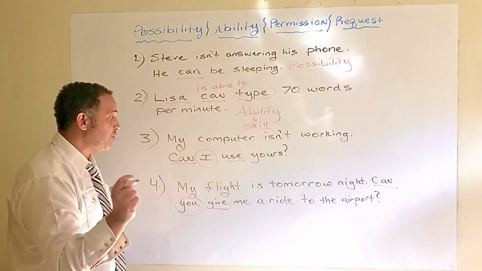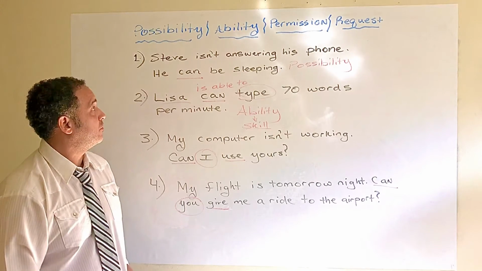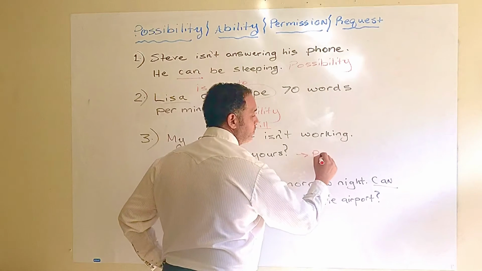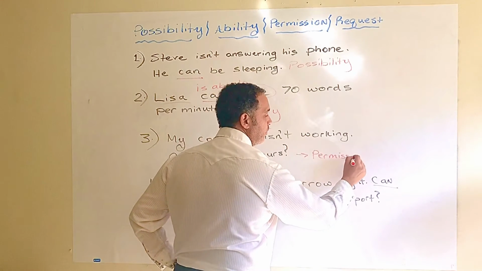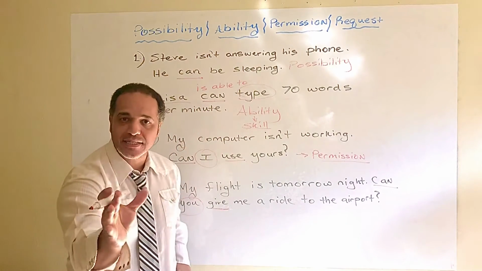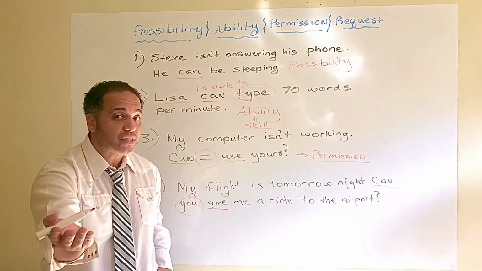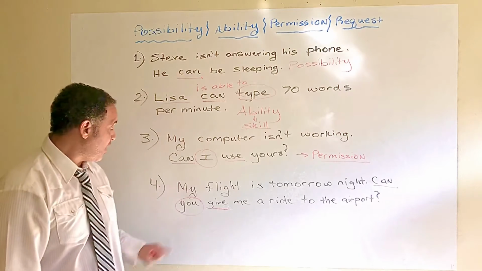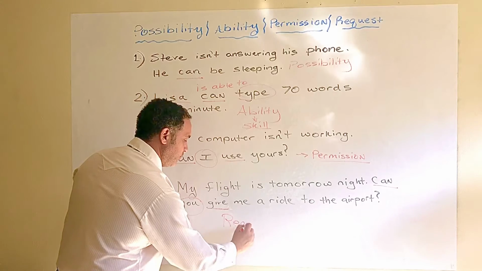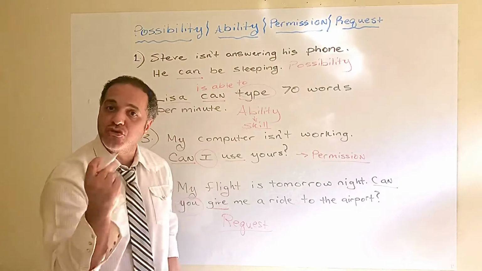Number 3, my computer isn't working. Can I use yours? This one should be permission. Remember, permission, you are asking someone if it is okay for you to do something. The other person doesn't need to do anything. That's different than request. Request is when you ask somebody to do something for you.